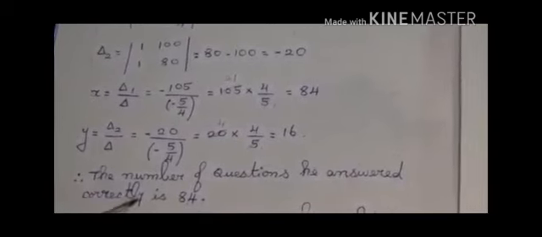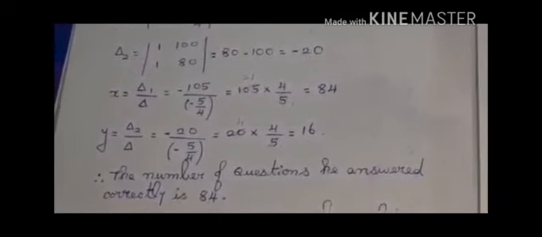And what is the concept we fixed for x and y? X means correct answer, y means wrong answer. And in our question, what is the thing they asked you, students? The number of questions he answered correctly. They are asking how many questions the student answered correctly. So he answered 84 questions correctly. Next, we are going to see the third sum.